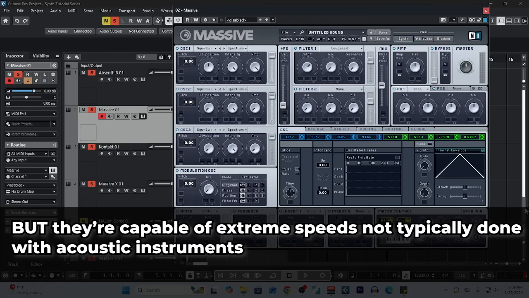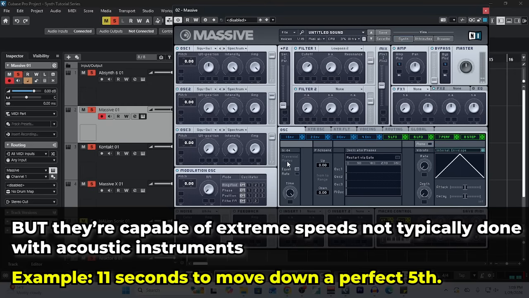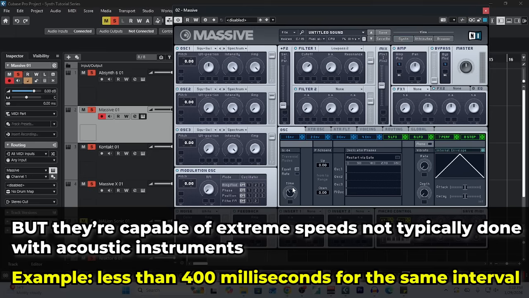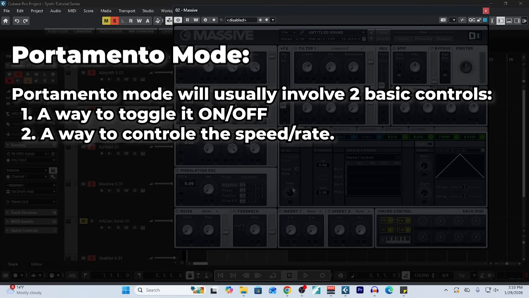And generally speaking, they tend to be capable of performing them at much more extreme speeds, both slow and fast, and everything in between. Now, portamento mode in most synths will involve 2 traditional controls: a way to turn it on and off, and a way to control the speed or length of your glide.